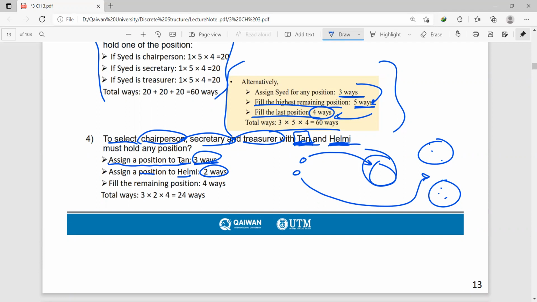These 2 must take 2 of the positions. The first of them is going to take one of the positions among 3 positions. That means we have 3 ways. And for the second we have two ways. So how many more people do we have? 4. We have 4 more people because 2 of them took positions.